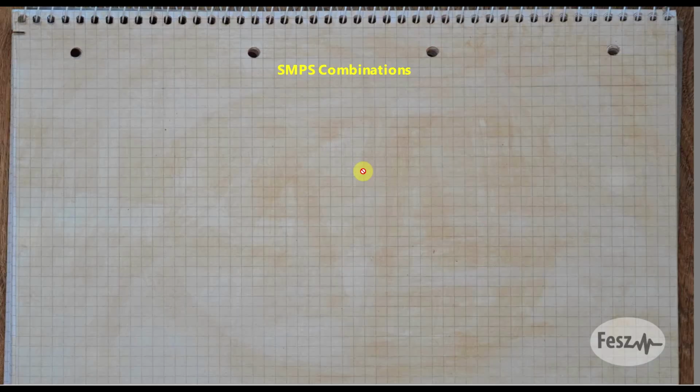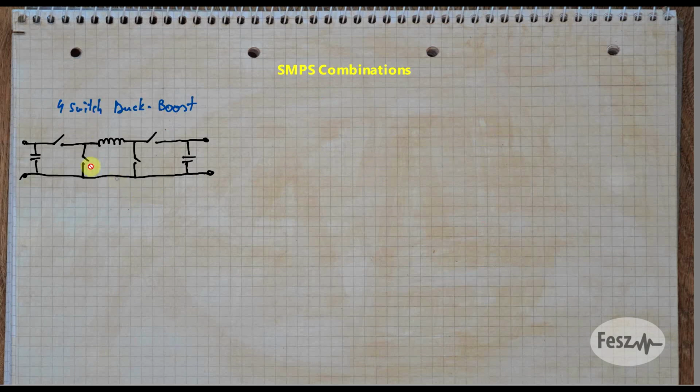Now, another variation relies on combining different base topologies to get the benefits from the individual types. Some examples here are the 4-switch buck-boost converter, basically a buck converter interconnected with a boost converter. So this works like a non-inverting buck or boost, depending on which set of switches is being used.